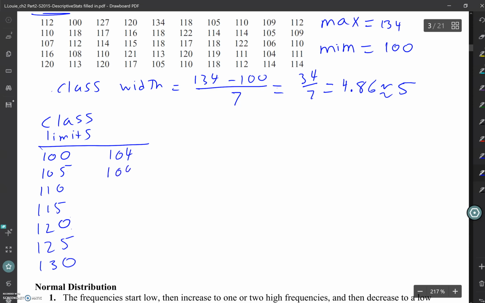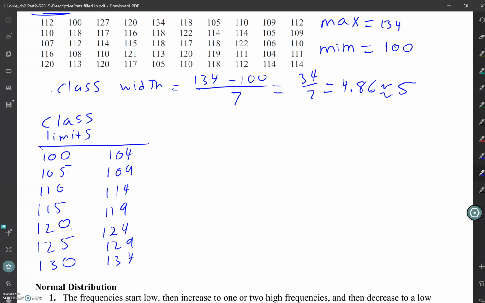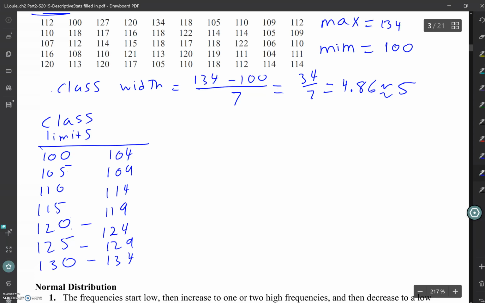So then I need 109, 114, 119, 124, and then, did I skip one? Nope. 129, there we go. And then your last one should be the same distance of 5 away, so 134. And notice that it is high enough to contain our maximum point of 134 in there. I didn't draw these very even, sorry about that.